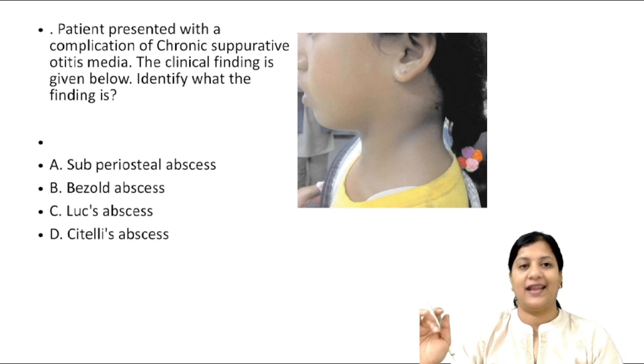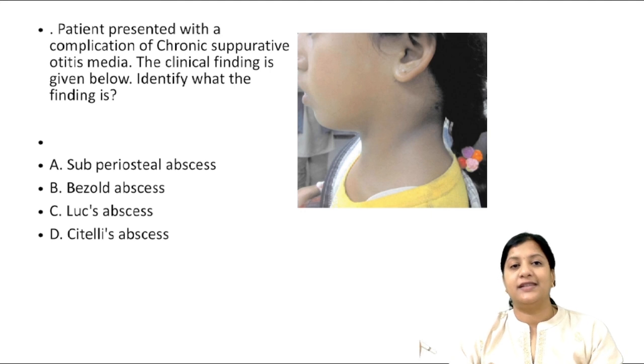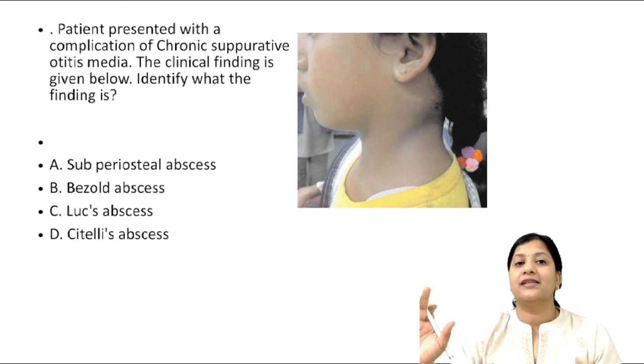Okay, let's go to the next question. A patient presented with a complication of CSOM. The clinical finding is given below. What does this finding tell you? This is a subperiosteal abscess, is this Bezold's abscess, is this Lux abscess, or is this Citelli's abscess? So can you tell me what abscess is this?